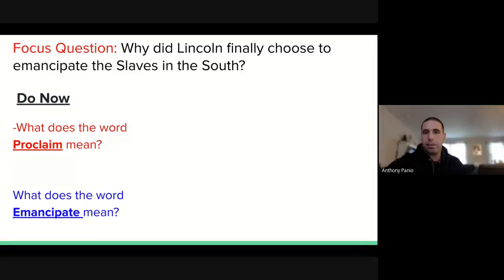Again, we'll be starting in about a minute. Please copy down the focus question, and then please copy down the two definitions that you're either looking up or inferring from the context clues what the words emancipate and proclaim mean.